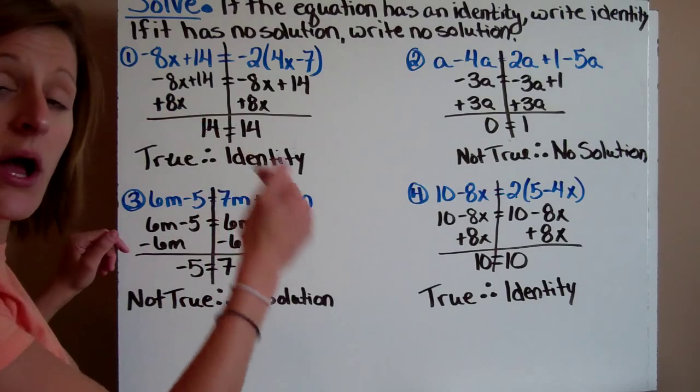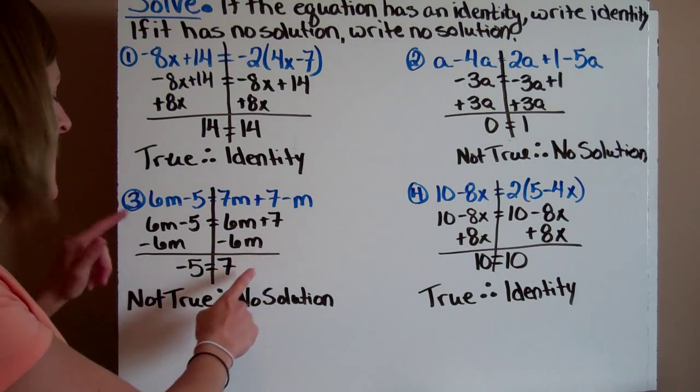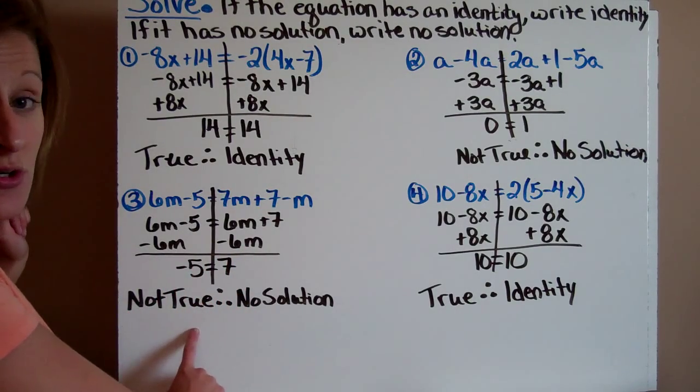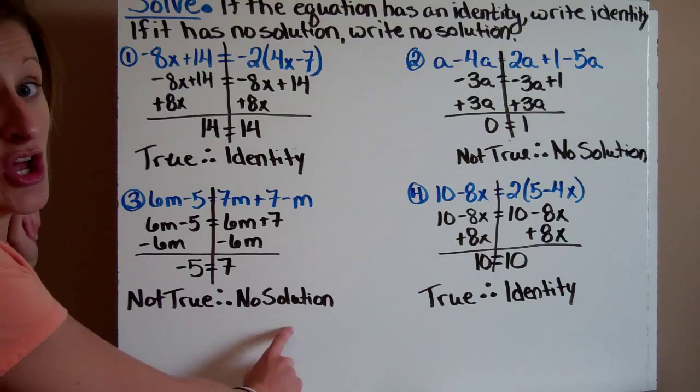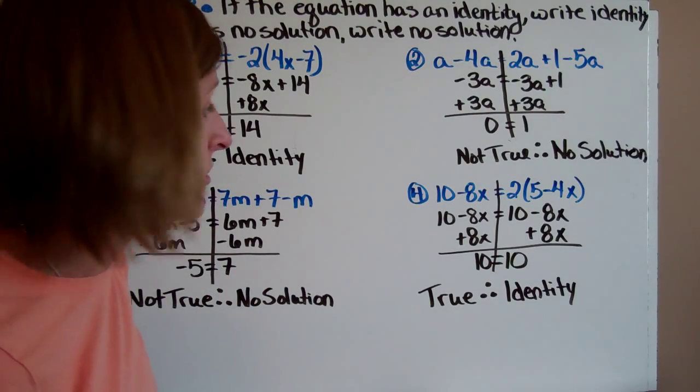But if I wanted to go ahead and get rid of my m's, I subtract 6m from both sides, and I get negative 5 equals 7. That is not true. So it's therefore a no solution again, because negative 5 and 7 are not equal.